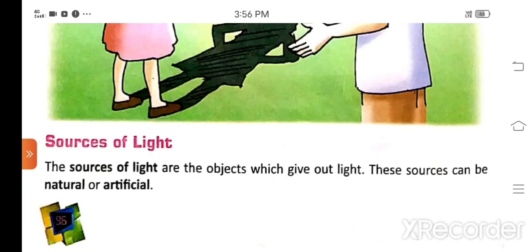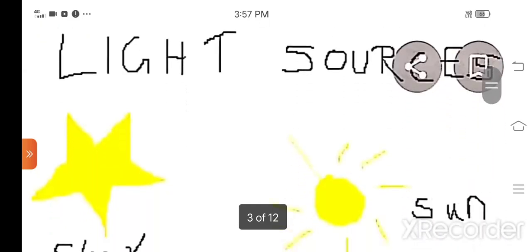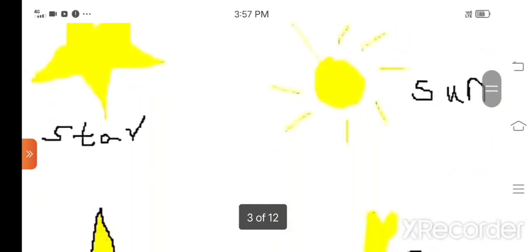The sources of light are the objects which give out light. These sources can be natural and artificial. What are the sources of light? The objects which give out light are called the sources of light, and the sources of light can be natural and artificial both. Here are some pictures of the sources of light.